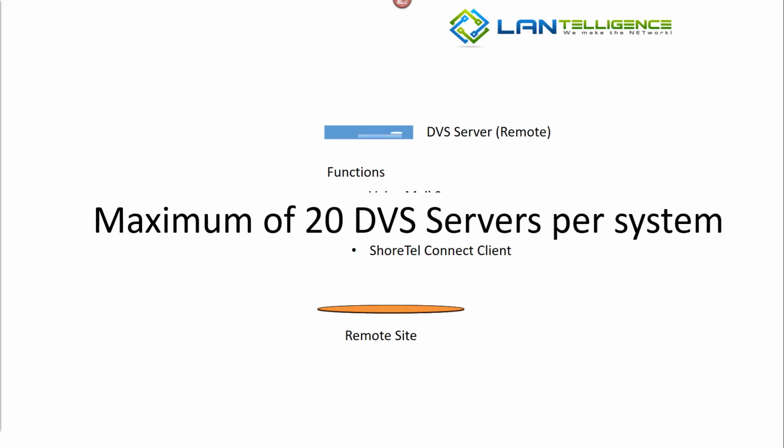And as I mentioned, there's a maximum of 20 DVS servers per system. So when you look at the total number of servers per ShoreTel system, 20 DVS and 1 HQ is a maximum of 21. If you don't already know this, you can do 500 IP switches per system and theoretically support up to 20,000 users on the system.